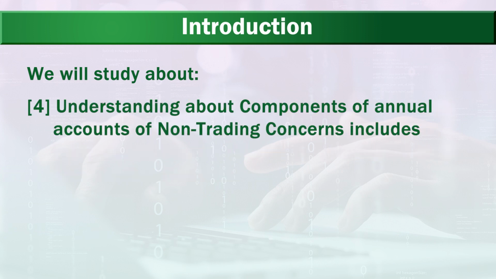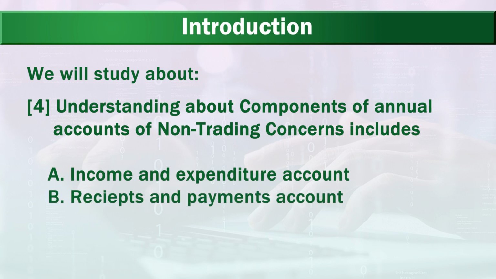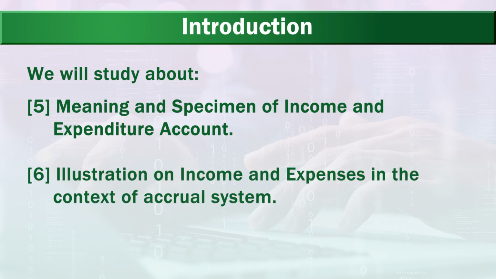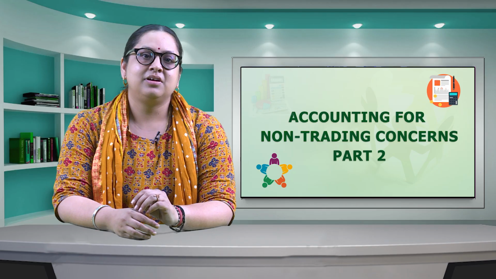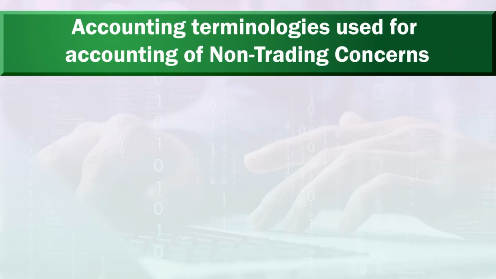4. Understanding about components of annual accounts of non-trading concern includes A. Income and expenditure account, B. Receipts and payment account, C. Balance sheet. 5. Meaning and specimen of income and expenditure account. 6. Illustration on income and expenses in context of accrual system. We will commence with specific accounting terminologies used for accounting of non-trading concerns.